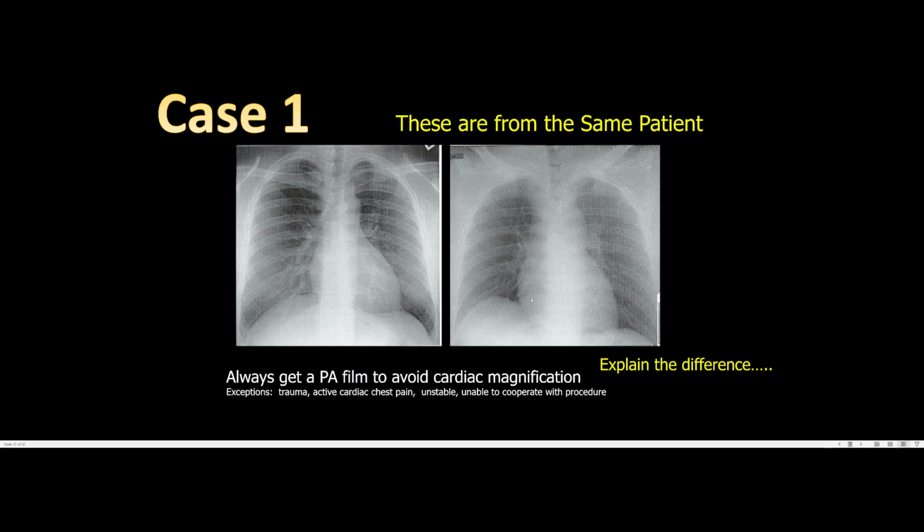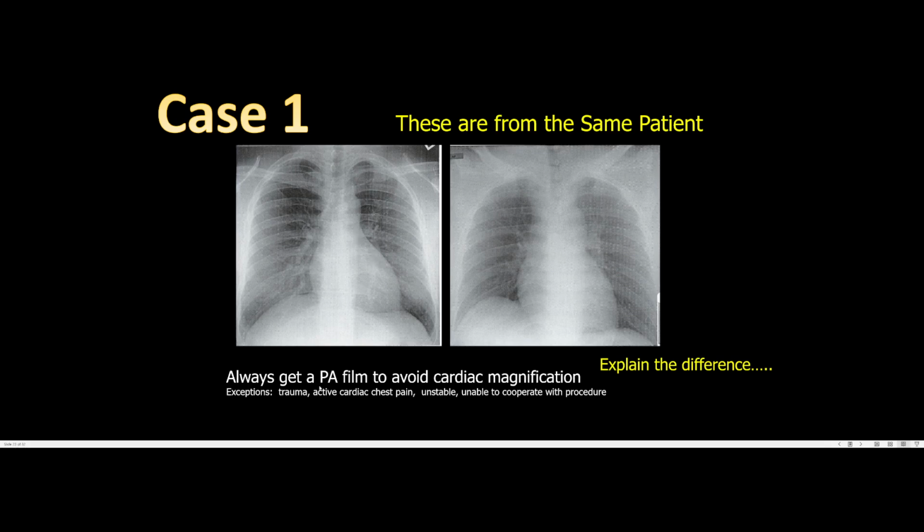The idea behind this is that you should always get a PA film to avoid cardiac magnification, because sometimes you might think this patient has cardiomegaly in this AP view, but it isn't. So it's not always the case, but it's always preferable to order a PA film. The patient is not lying supine but in an erect position, standing and taking full inspiration to have as clear a view of the lung fields as possible, as well as preventing a pseudo cardiomegaly.